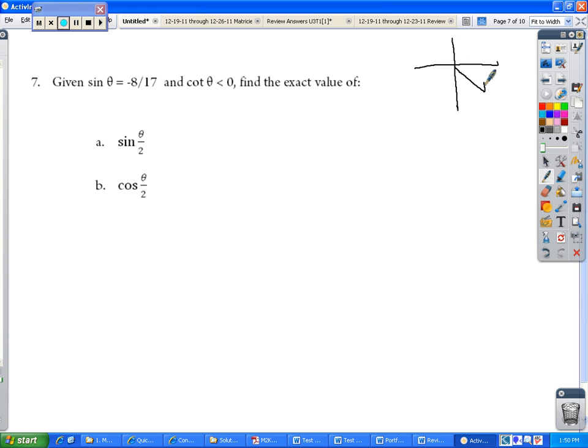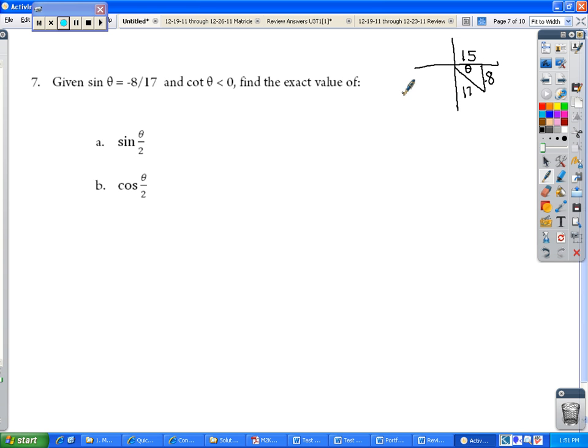So your reference triangle is going to look like this. You're given opposite over hypotenuse, so 8/17. Of course, this is our negative 8 because we go down 8. And then we're going to use the Pythagorean theorem to find that this side is 15. So now that you know that that's 15, not the square root of 15, sorry about that.